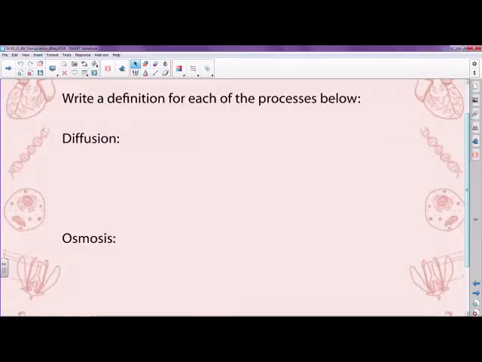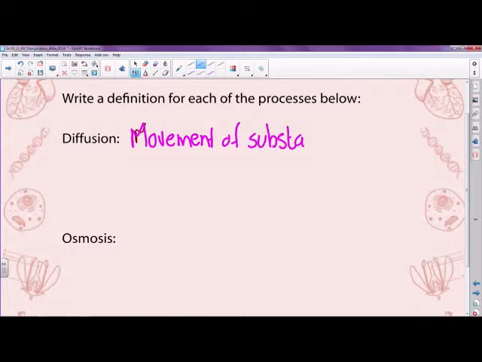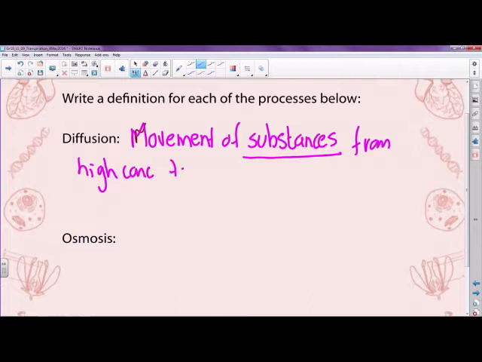Diffusion, we need to start with a pen. Always a good start. Oh, I don't like brown. Movement of substances. That's the first thing. From a high concentration, I'm going to use a bit of abbreviation, to a low concentration. And we know until equilibrium is met. So movement of substances.